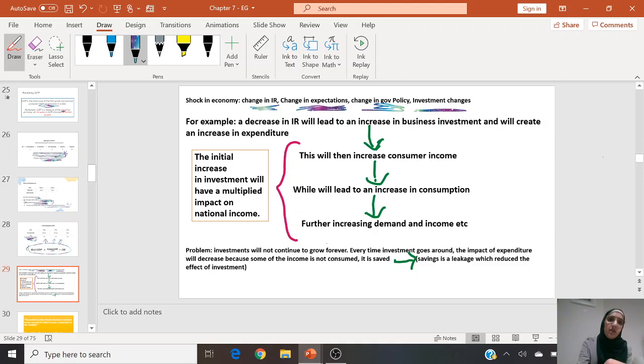Now let's just consider this example. A decrease in interest rates. So let's assume that there's a decrease in interest rates, as there is right now already, right? What is the interest rate right now?